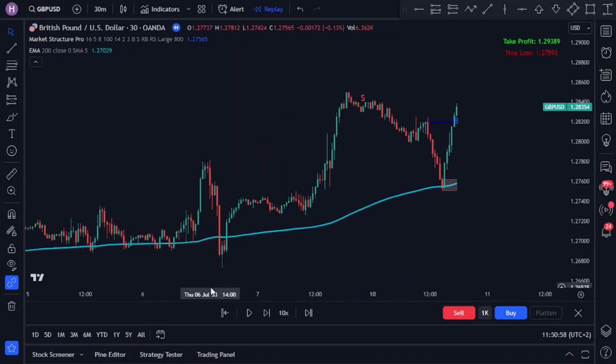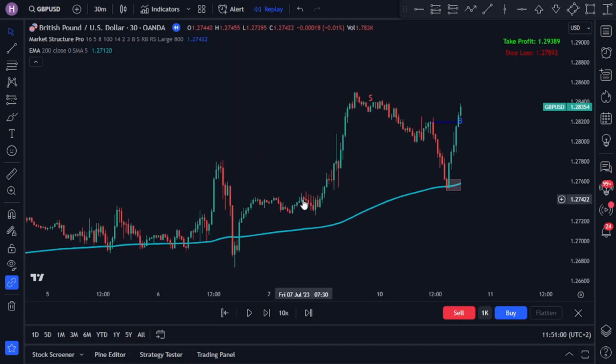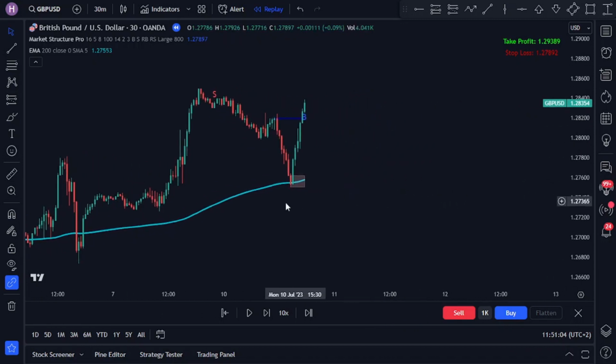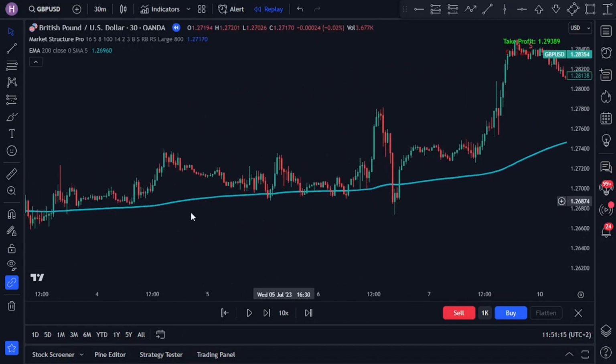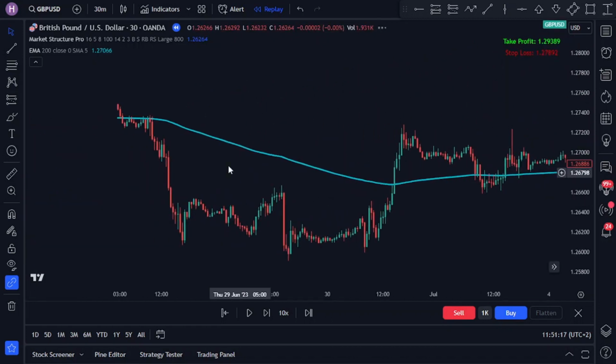Now, what we'll be doing is looking for changes of market structure during the underlying trend. What this means is if price action is located above the EMA, we are only looking for buy trades. And when the price action is located below the EMA, we are only looking for sells.